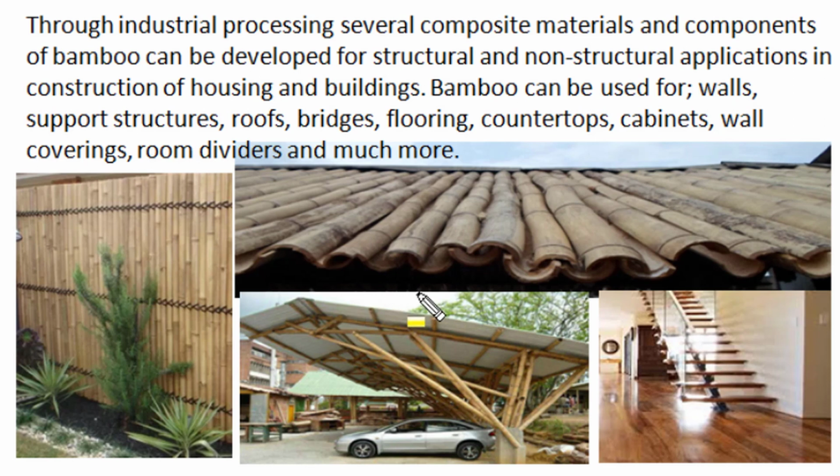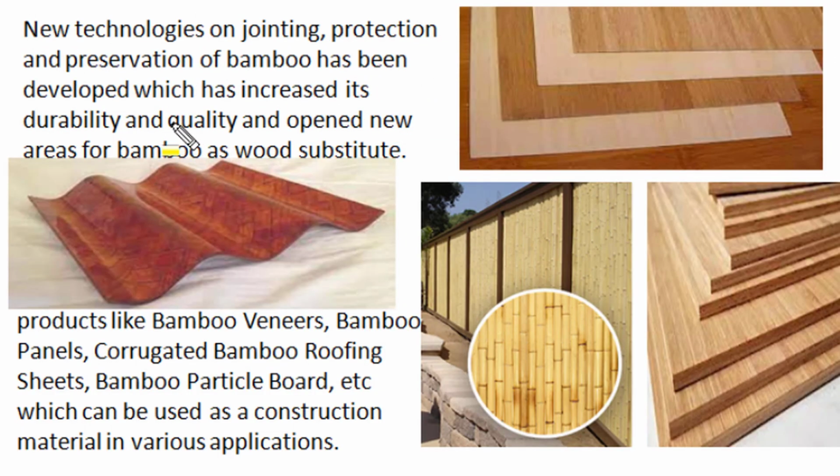Through industrial processing and new technology, several composite materials and components of bamboo can be developed for both structural and non-structural application in construction of housing and other buildings. Bamboo can be used for walls, partitions, room dividers, roofs, stairs, supports, bridges or support structures, and there could be many more applications of bamboo in housing and buildings. New technologies on jointing, protection and preservation of bamboo have been developed, which have increased both durability and quality of bamboo applications, and this opened several new areas for bamboo use as a wood substitute. Products like bamboo veneers, bamboo panels, corrugated bamboo roofing sheets, bamboo particle boards, etc. can be used as construction material in various applications.